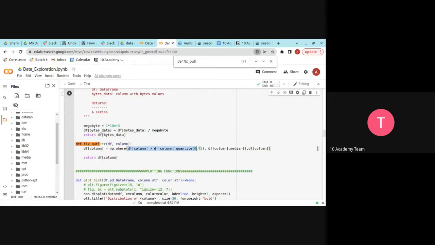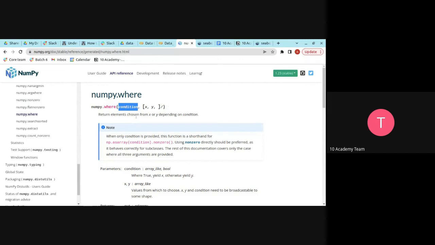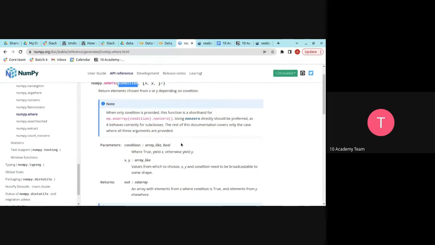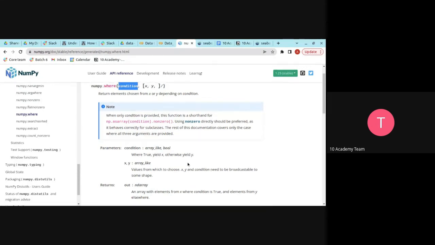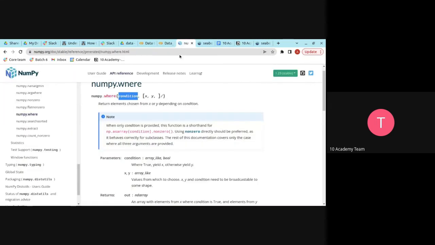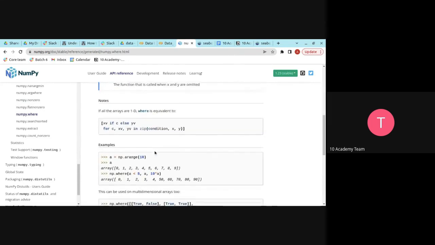So what it's doing is taking the columns which have a quantile of 0.95. It is taking the median. Okay, so it is taking three arguments at the moment, right? And the column itself. So the first one is actually the condition. When only one condition is provided, the function is a shorthand. Values yield true are the values from which to choose x, y, any conditions to be forecast. So this is taking the condition, which is giving us the index array. And this is taking the actual median from the entire column of our data set. And the second argument is the function that is called, np.arange.